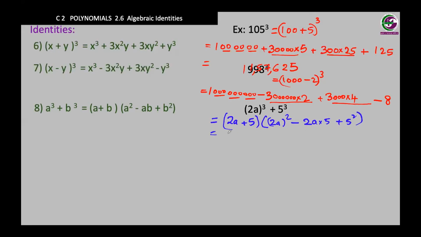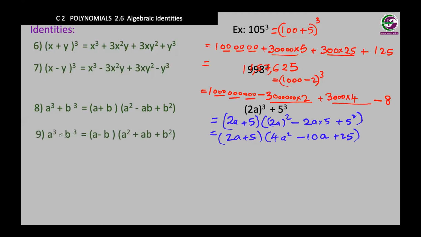And let's rewrite this term, because we can simplify this. 2 power 2 is 4 with a square minus 10a plus 25. That's your answer. Remember, this identity started without a bracket, so your answer will end with a bracket.